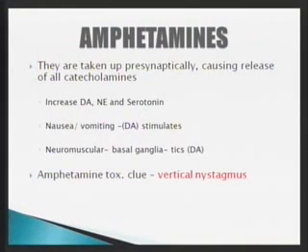All right, so with the amphetamines, they're taken up presynaptically, causing release of catecholamines. So increased dopamine, norepinephrine, and serotonin. Nausea and vomiting, because it stimulates via dopamine. Dopamine stimulates the chemoreceptor trigger zone on the floor of the fourth ventricle. That's responsible for nausea and vomiting.